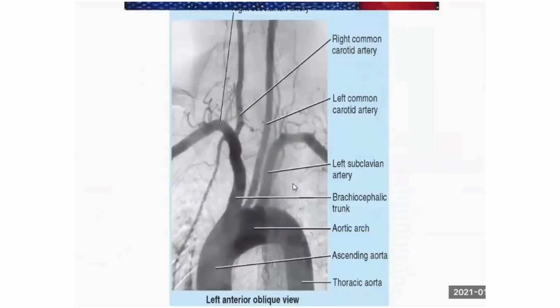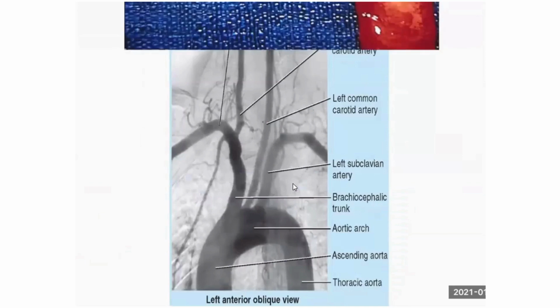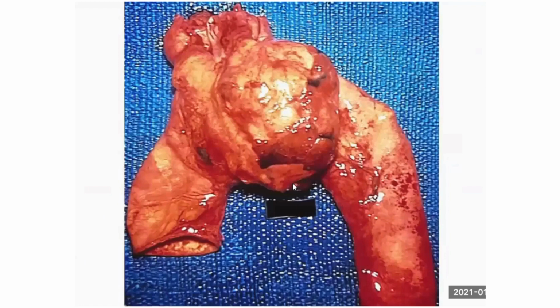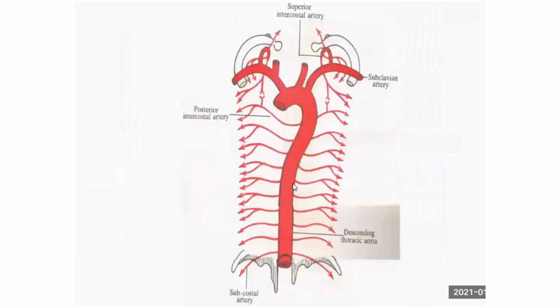This is how an angiogram of the blood vessels looks. This is an aortic aneurysm picture. This we already discussed, right? Descending thoracic aorta. What you should remember is, I forgot to tell you regarding the blood supply of the lung.